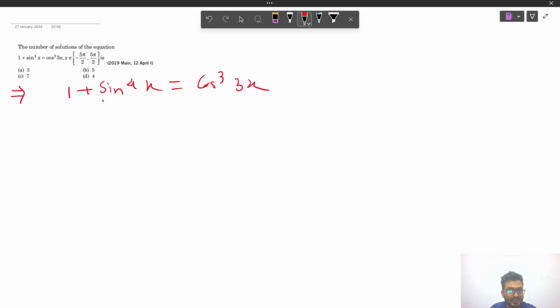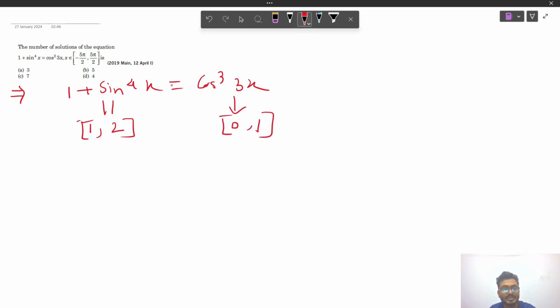Now what is the range of this value? This value can have a minimum of 0 and a maximum of 1, right? So what will be the range of this expression? This will be 1 to 2. And what will be the range of the other value? This value's range will be 0 to 1.